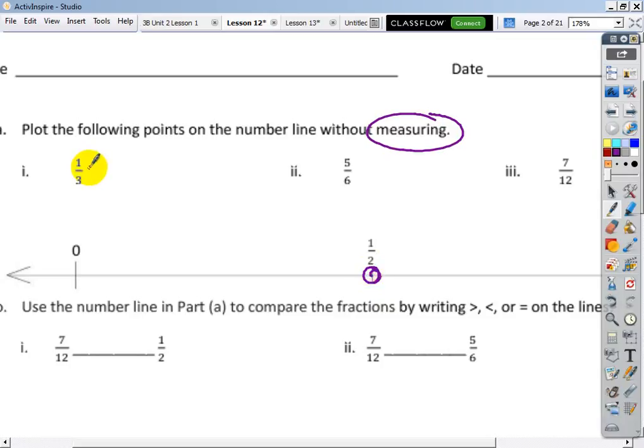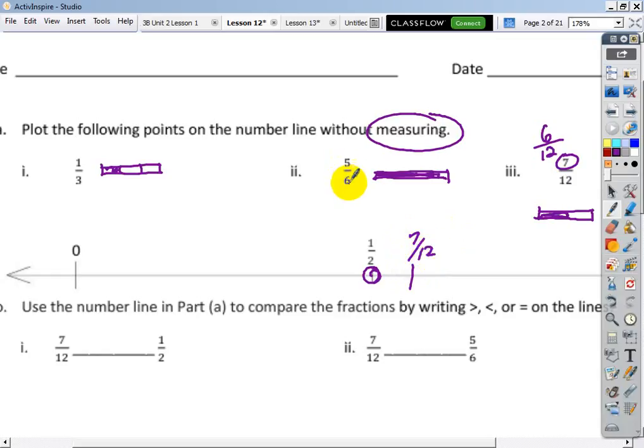1 out of 3 is less than half. 5 out of 6, though, is way more than half. And 7 out of 12 would be just over half because 6 out of 12 is half. So 7 would put it over the halfway mark, just a little bit. So we put the 7/12 here.